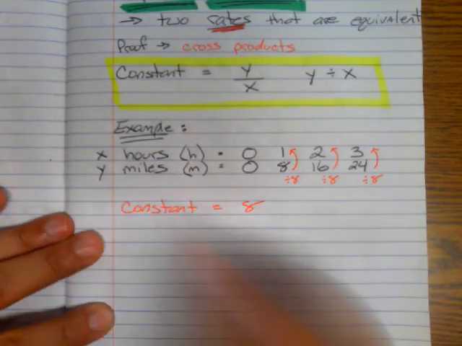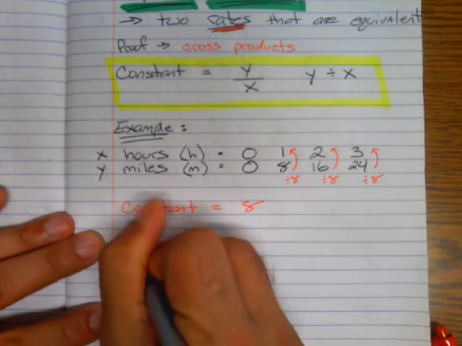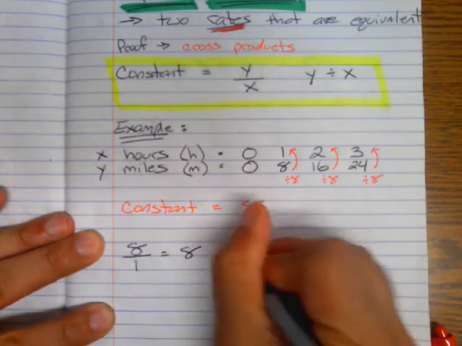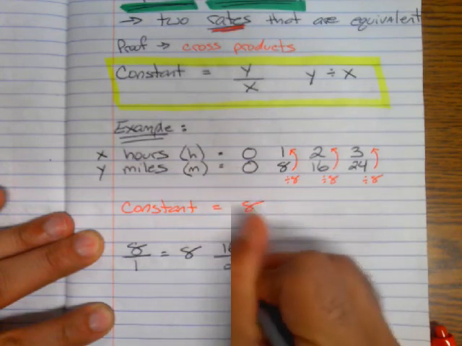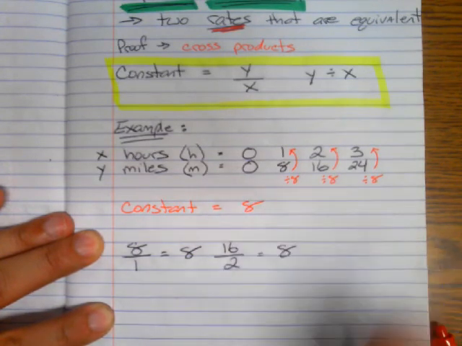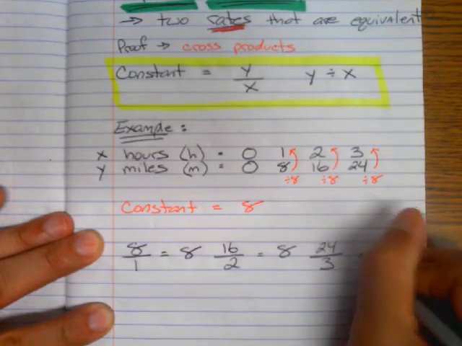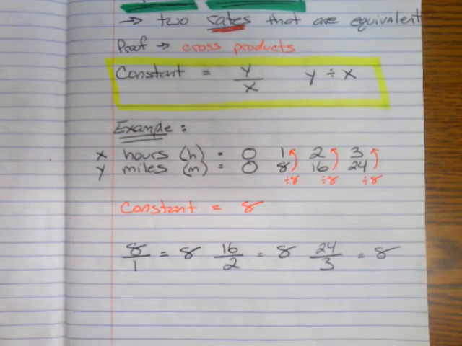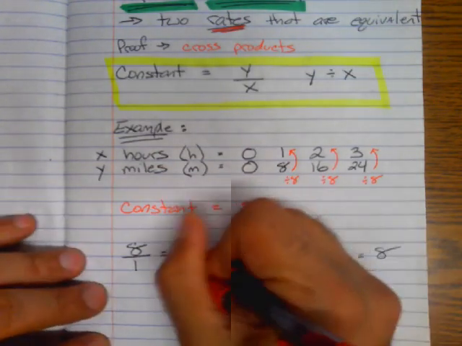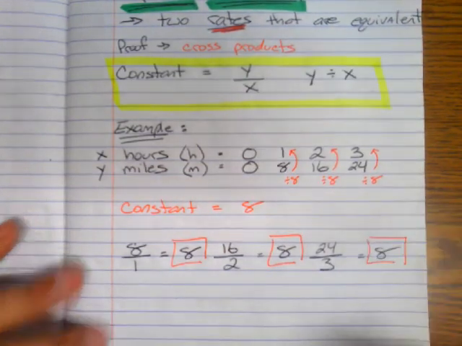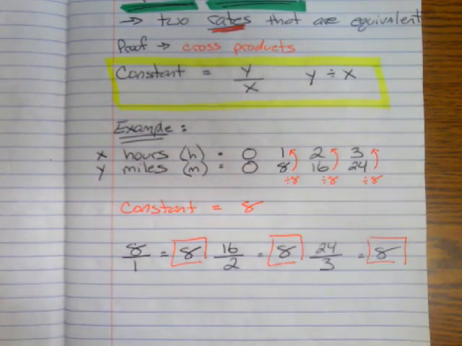So like I said here, just revisit this. 8 divided by 1 is 8. 16 divided by 2 is 8. 24 divided by 3 is 8. 8 is our constant. And if everything in our data table has the same constant, then we know everything is proportional.